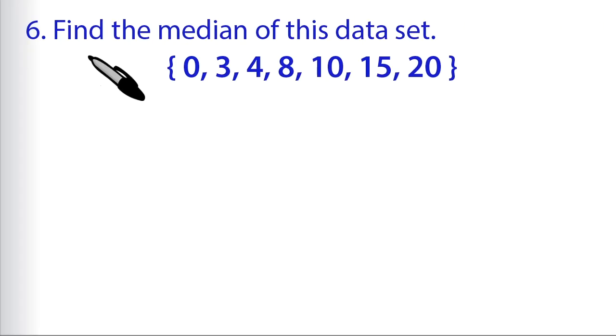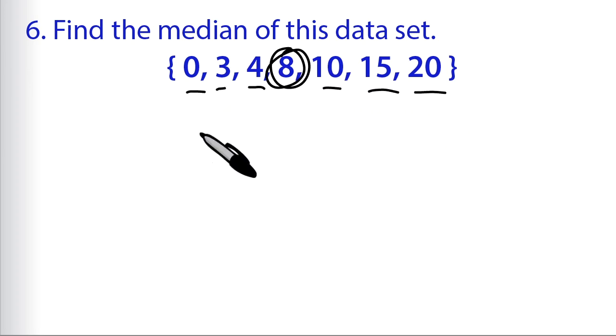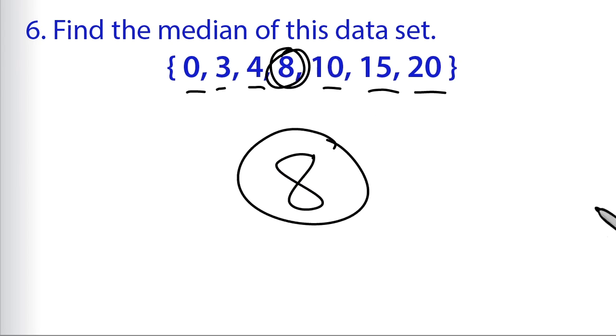For problem 6, we need to find the median of this data set. Now remember, median is the middle of an ordered data set. And this data set, 0, 3, 4, 8, 10, 15, 20, is already in order from least to greatest. So this one's pretty easy. We just need to find the middle member of this data set. This 8 right here looks like the middle because there's 3 members on this side and 3 members on this side, and it's all in order. So 8 is the median of this data set.